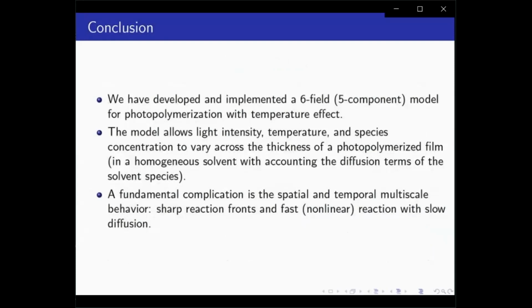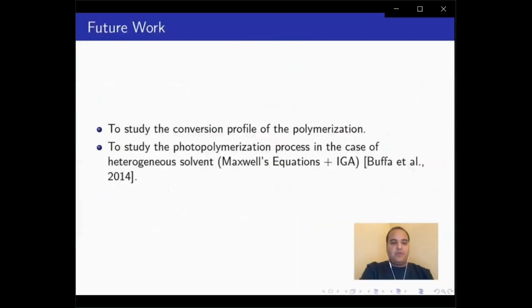And the fundamental complication we are currently facing is sharp reaction fronts and fast nonlinear reaction with a slow diffusion. In our future work, we are going to study polymerization conversion rate of this model and compare it with the experimental ones. This model can be extended for heterogeneous solvent or hemaglycerin system with inclusions.